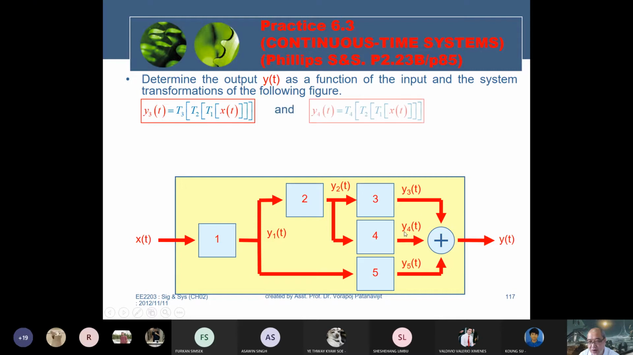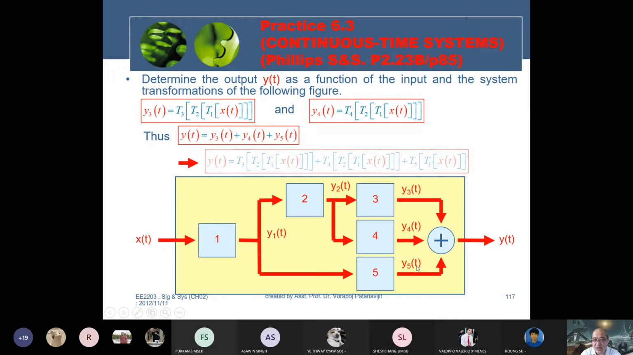The second one, y4, is similar in form to y3, except that the transform of the process is T4, so T4 of T2 and T1. Therefore, in this case, y equals y3 plus y4 plus y5. The transform of y3 is in this form, y4 is in this form, and y5 will be the transformation of T5 and T1.